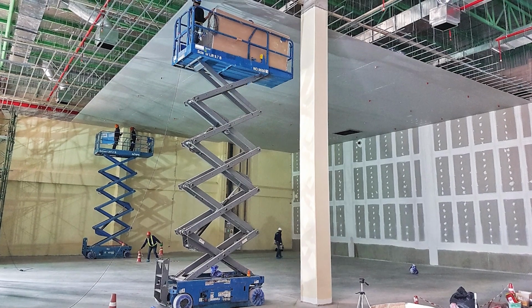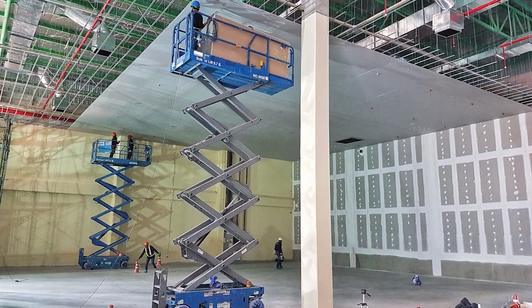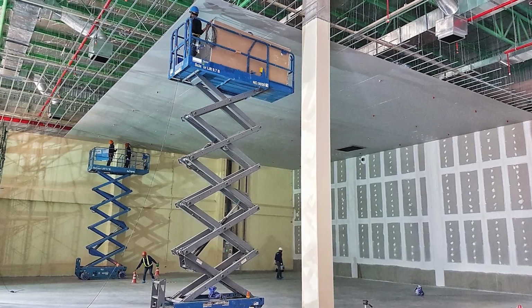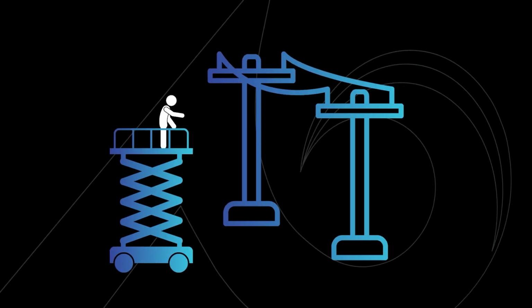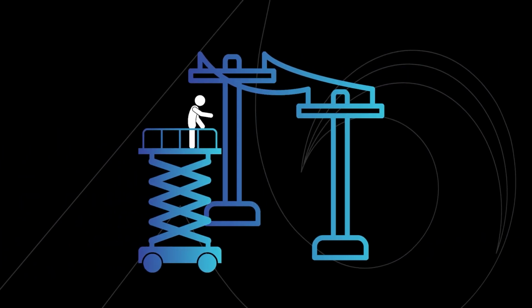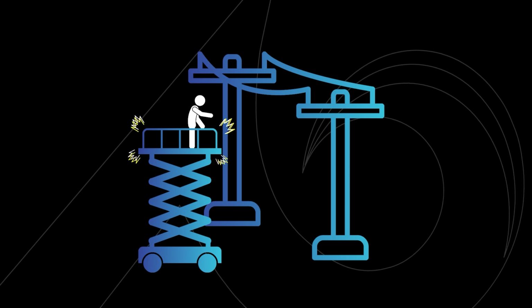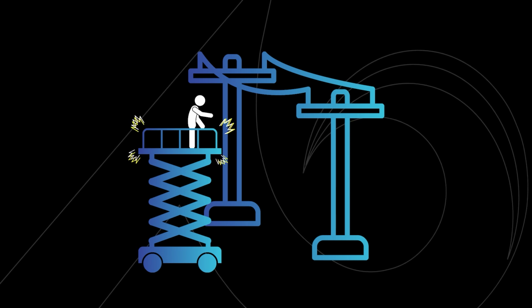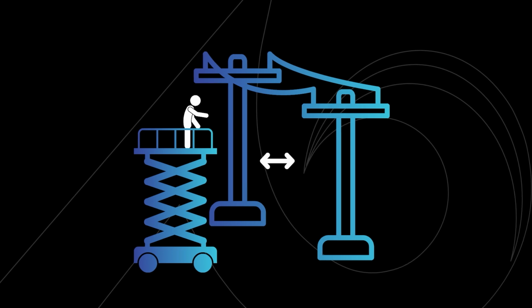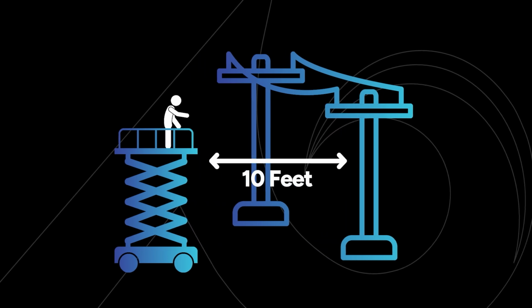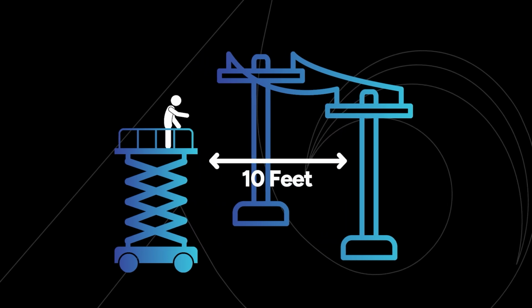Scissor lift operators must also check clearances when moving the lift under a fixed object, like a door frame or support beam. Positioning the scissor lift is also important near power lines, especially since electricity can jump and cause electrocution, even if the scissor lift doesn't come into direct contact with it. Scissor lifts should be positioned at least 10 feet from power lines, transformers, and other overhead hazards.